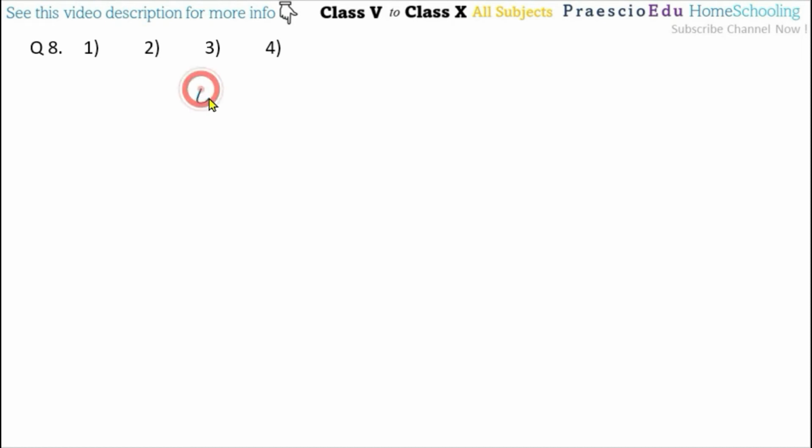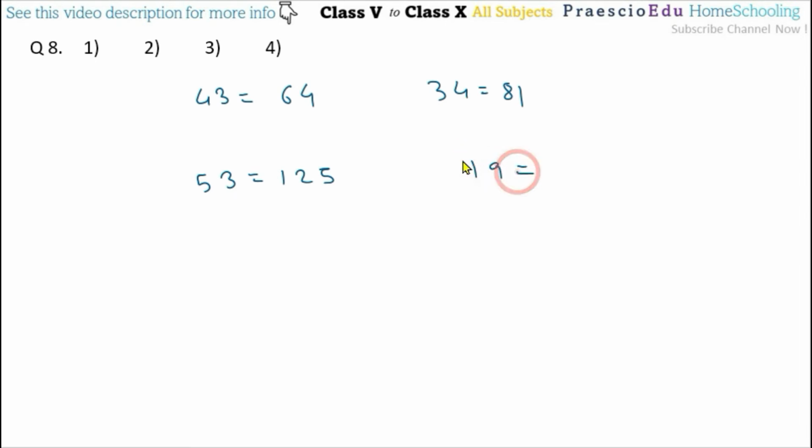In a code, 43 is equal to 64, then 34 is equal to 81, then 53 is equal to 125. Then how will you write the number 19 in this code? So 4 and 3, this unit place, the 3, is the number of times of multiplication of this 4 by itself. So we multiply this number with itself, three times, so that is 4 multiplied by 4 multiplied by 4. This 3 shows the multiplication times, so that is 64.